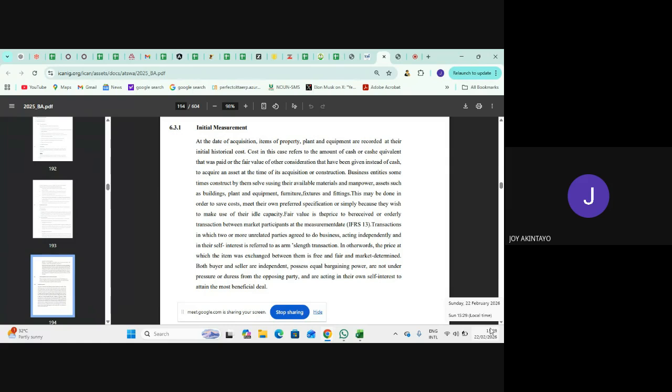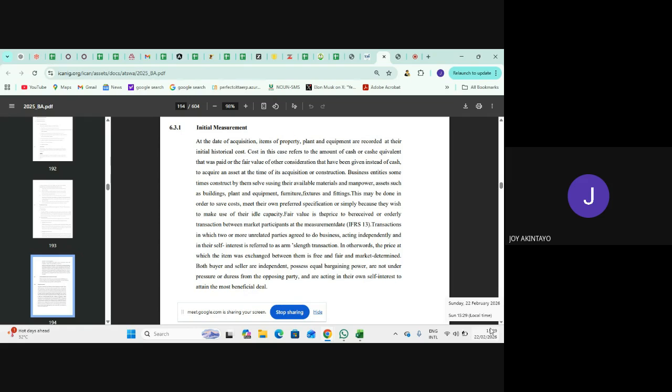Likewise, the fair value of other consideration given for us to acquire an asset at the date of its construction. Business entities sometimes construct by themselves using available materials and manpower, assets such as building, plant and equipment, furniture, fixtures and fittings. This can be done in order to save cost and likewise to meet preferred specification or simply because they wish to make use of idle capacity.